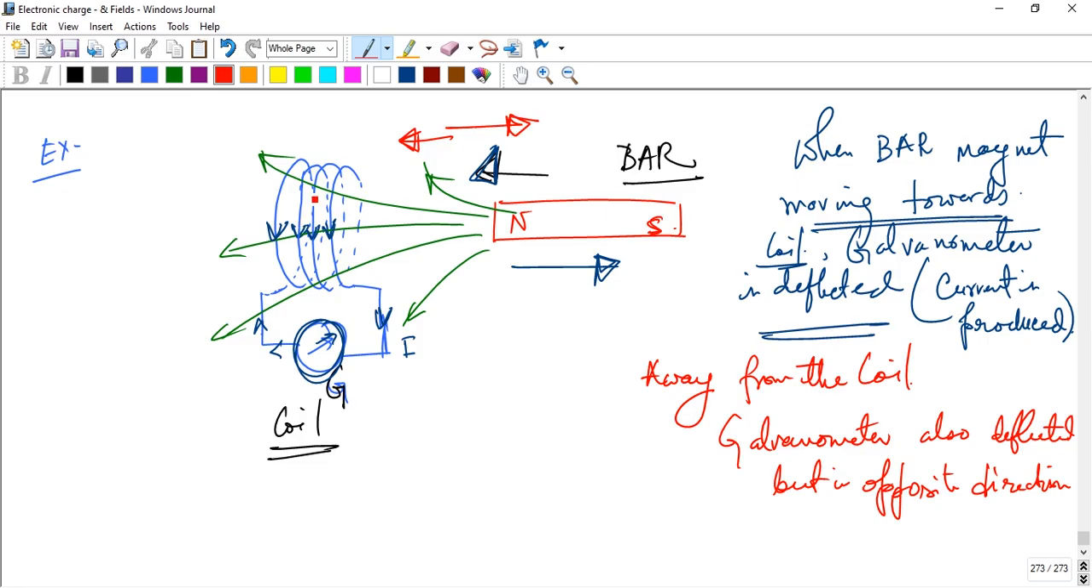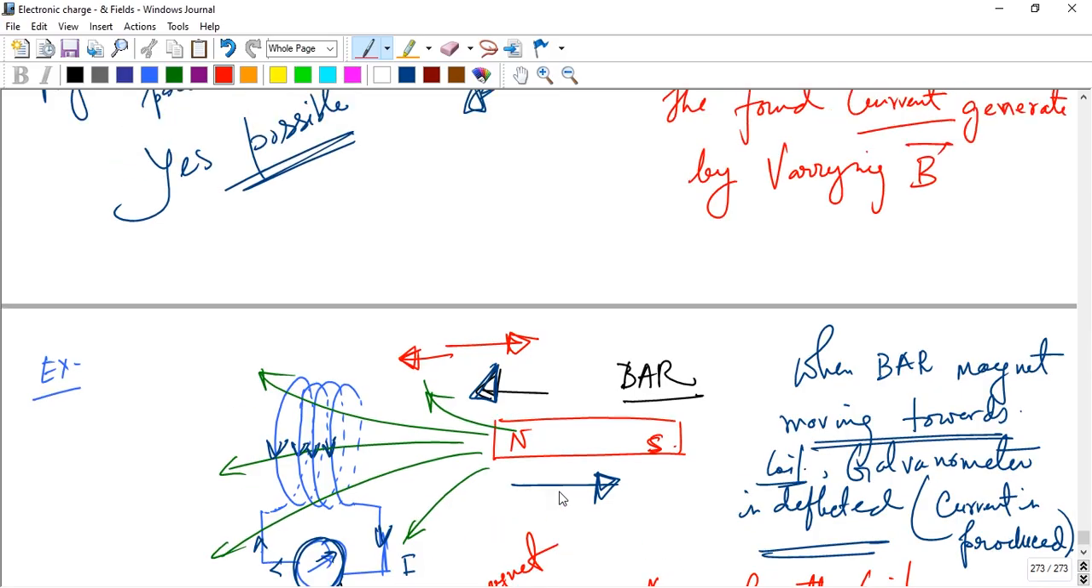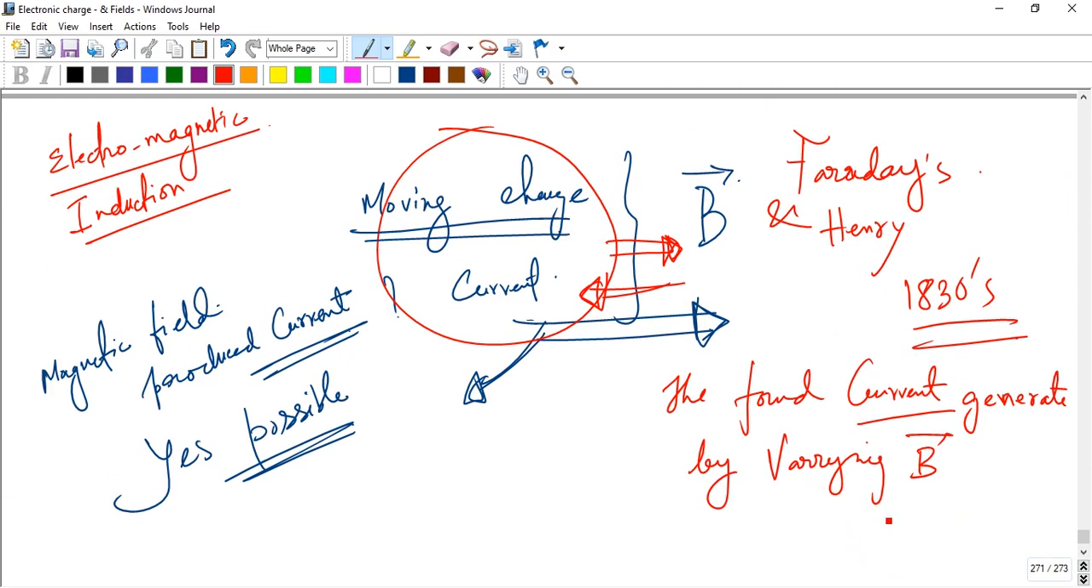So in both cases, when the bar magnet is moving towards the coil or away from the coil, we get some current. But when the bar magnet is stationary, there is no deflection, so we get no current, because the key point is the varying magnetic field. The varying magnetic field produces a current. Keep that in mind.